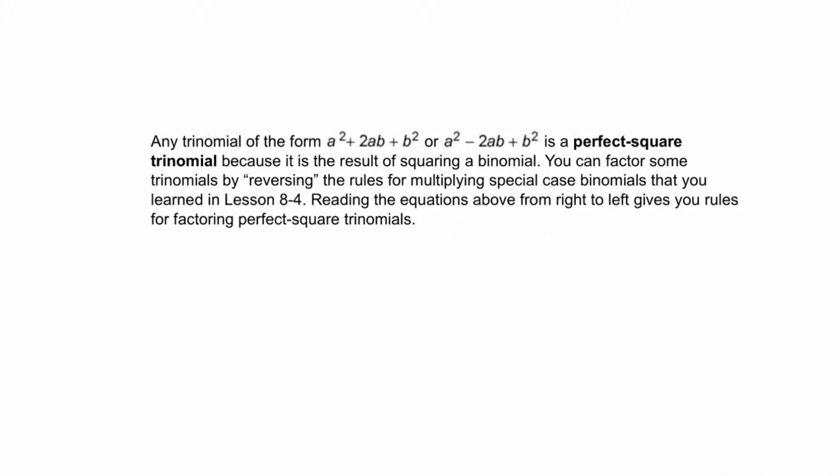Any trinomial of the form a squared plus 2ab plus b squared or a squared minus 2ab plus b squared is a perfect square trinomial because it is the result of squaring a binomial. You can factor some trinomials by reversing the rules for multiplying special case binomials that you learned in Lesson 8.4. Reading the equations above from right to left gives you the rules for factoring perfect square trinomials.